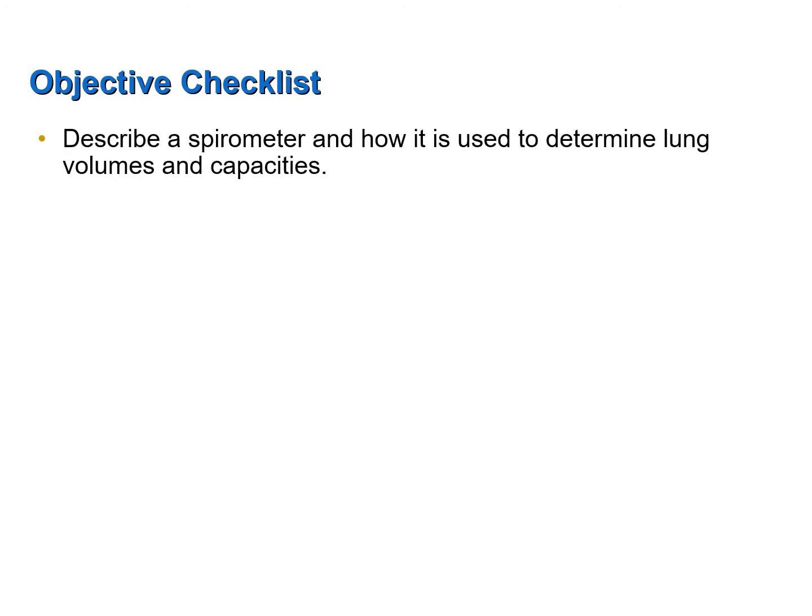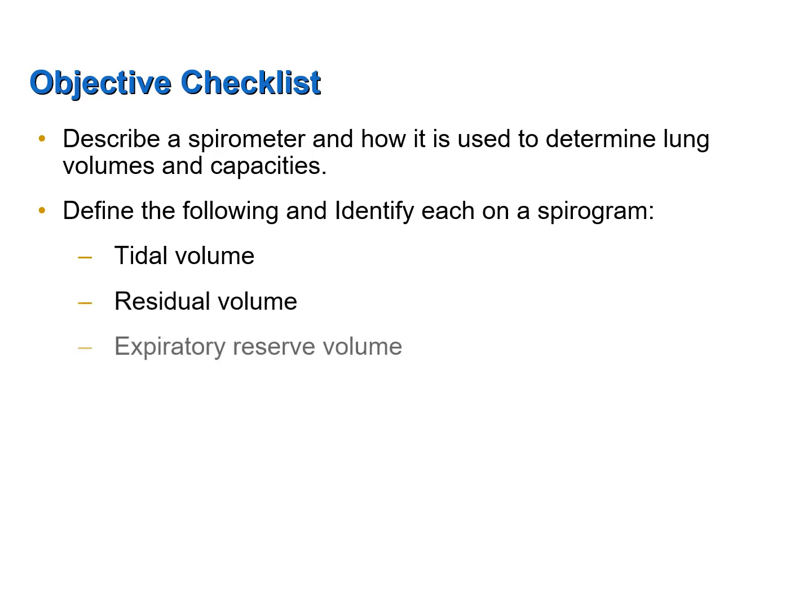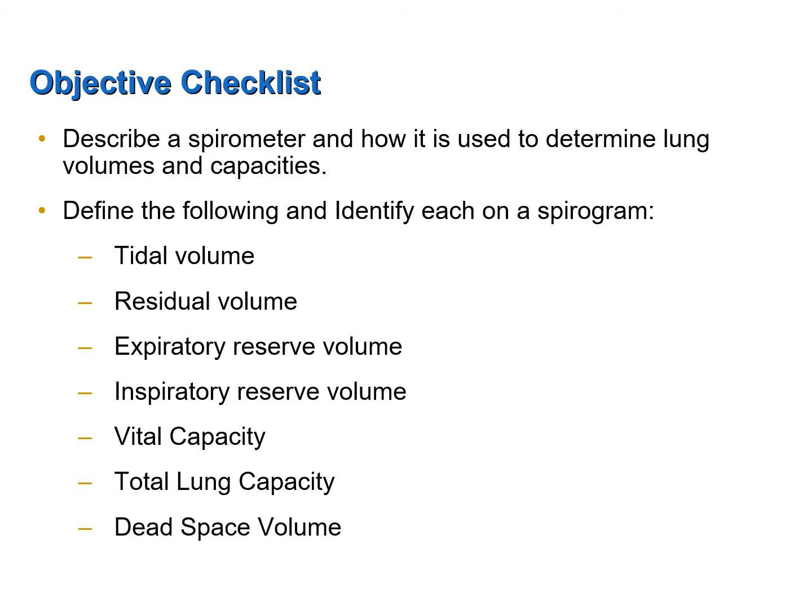Describe a spirometer and how it is used to determine lung volumes and capacities. Define the following and identify each on a spirogram. Tidal volume, residual volume, expiratory reserve volume, inspiratory reserve volume, vital capacity, total lung capacity, dead space volume, and functional residual volume.